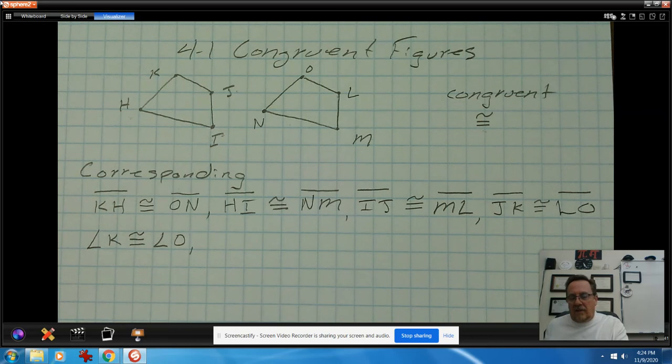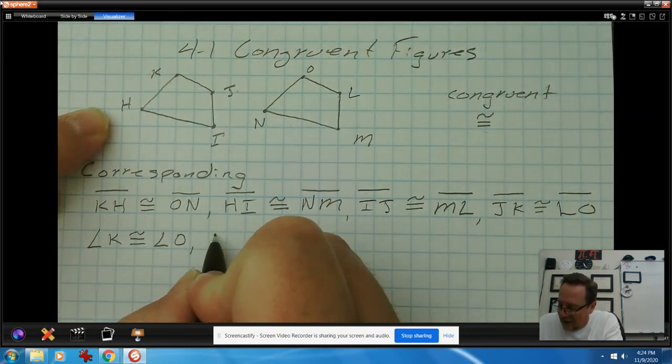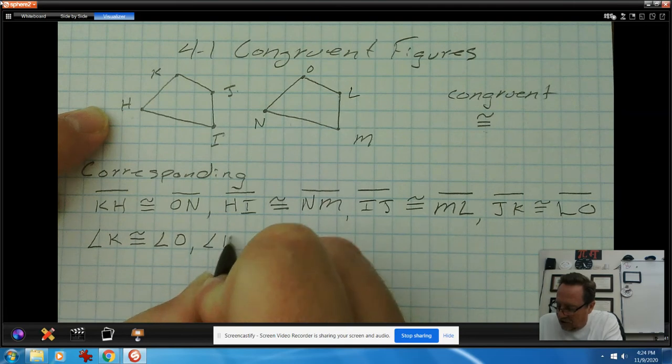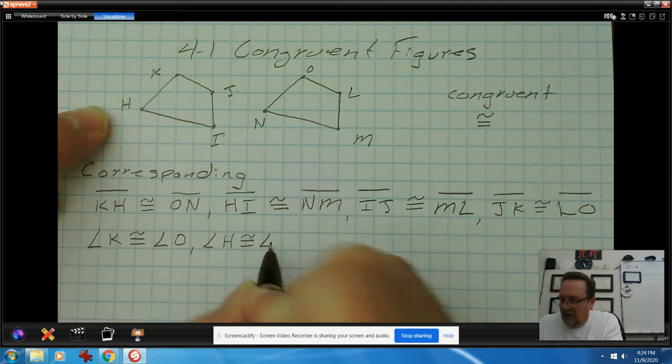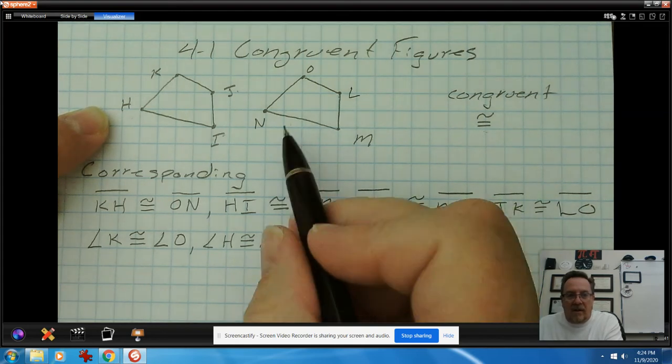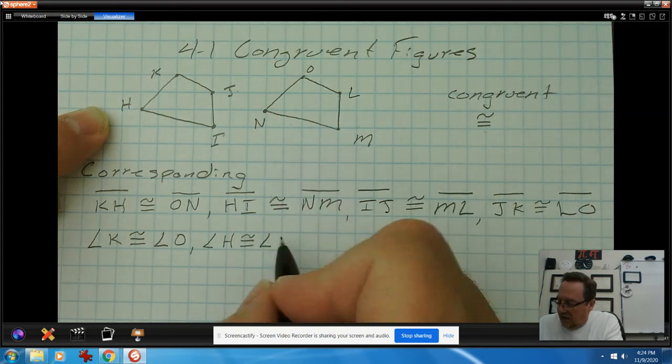What's another set? Well, I'm going to go counterclockwise as I go around here. So I'm going to talk about angle H is congruent to angle what? Yep, it corresponds to N, so they have to be congruent.